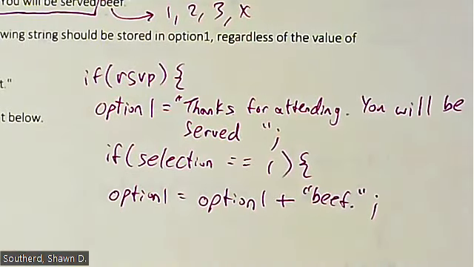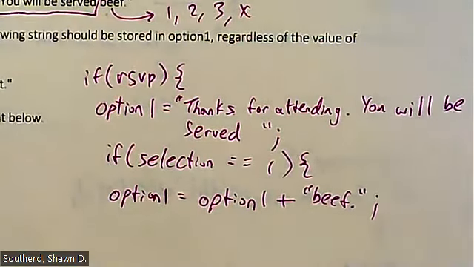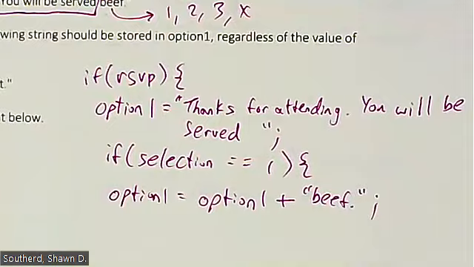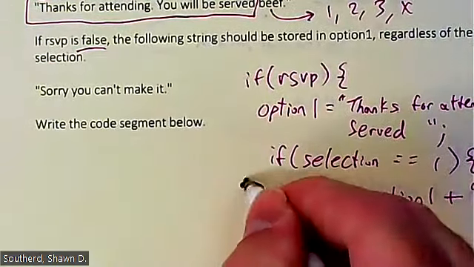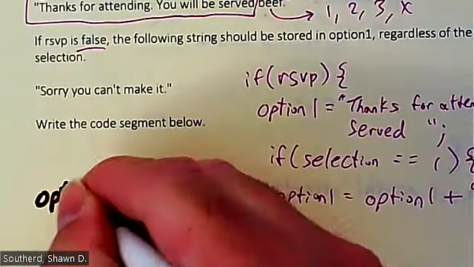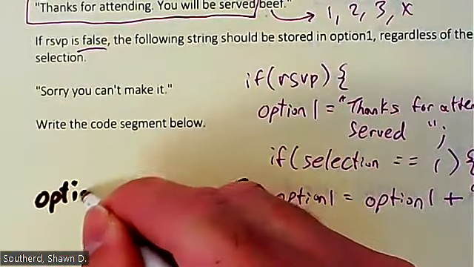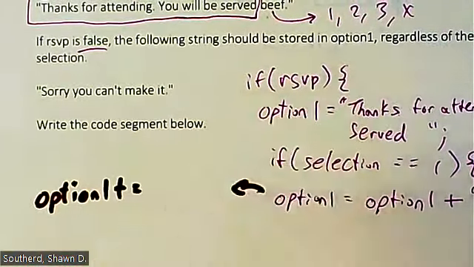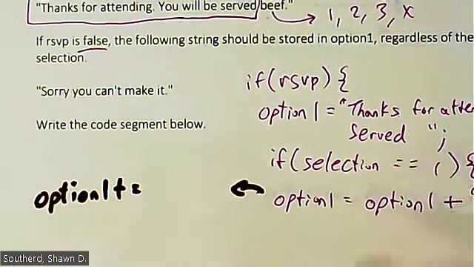I write it out, but I know some of you guys remember the plus equals. It does the same thing. So I can write that off to the side too. Alternatively, you could just write option 1 plus equals beef.